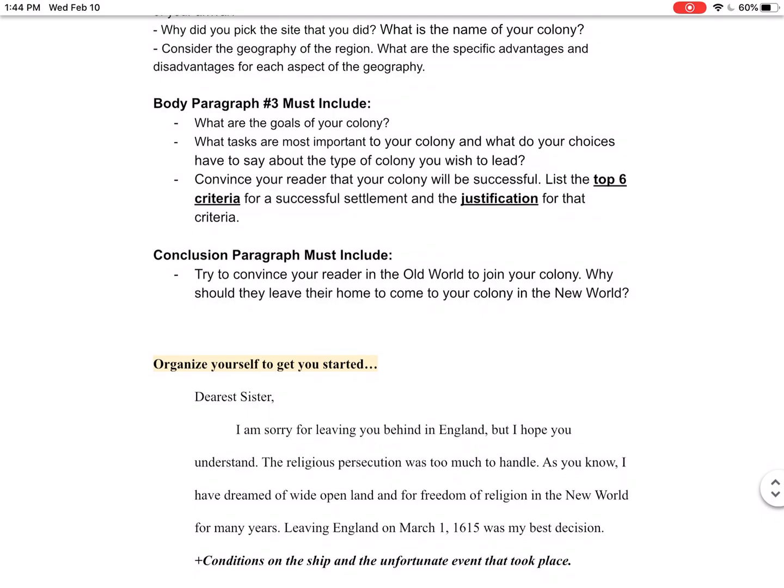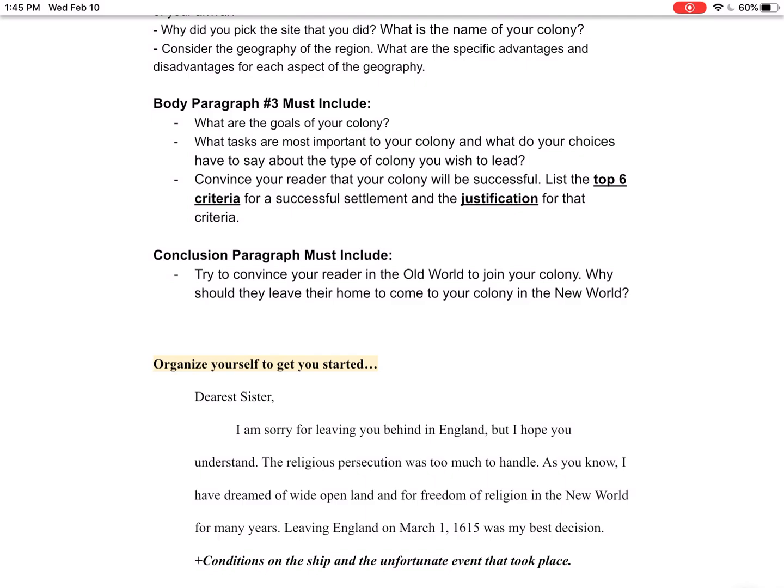And in the next paragraph, make sure you include the following. What are those goals that you hoped to finish as a colony? Who are your leaders? What kind of jobs do they have? What tasks are the most important for you as you are settling this colony? What do those choices have to say about you? Again, you want to convince your reader that your colony is going to be successful. This is persuasive. So convince us by explaining those top 6 criteria and those justifications once more.